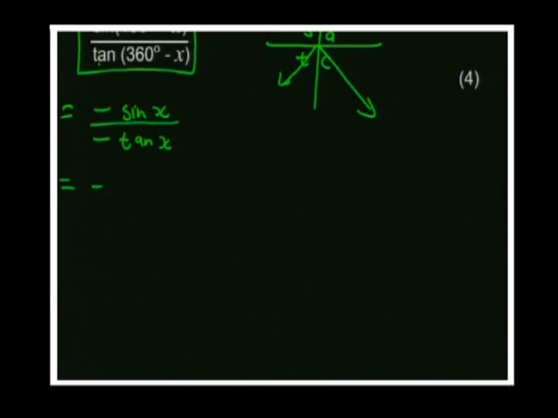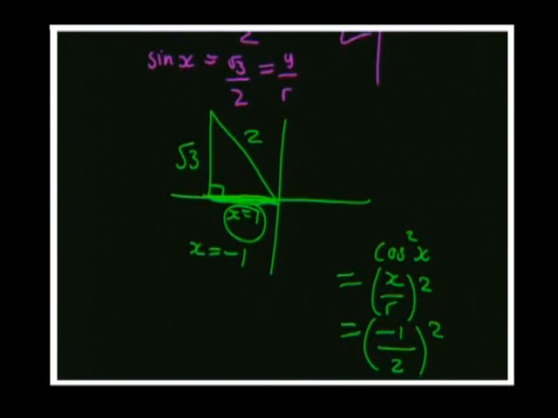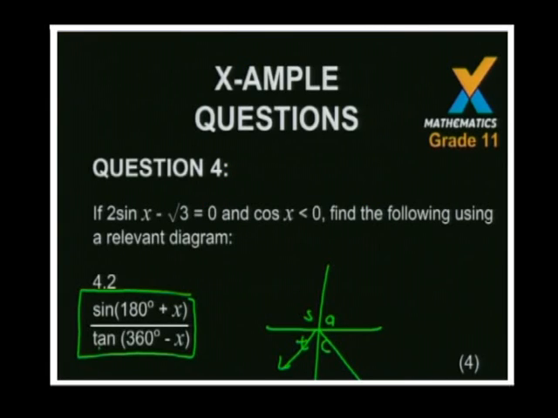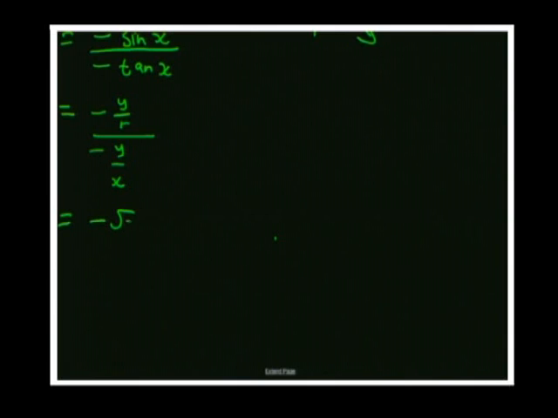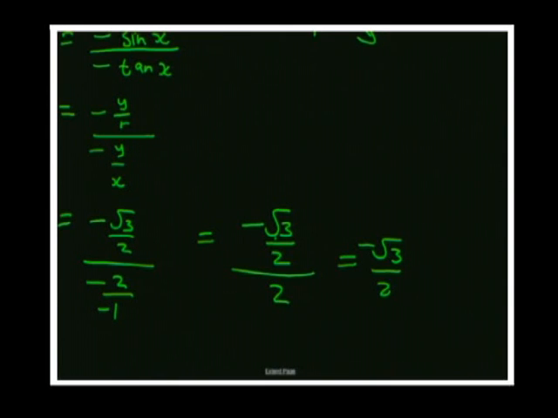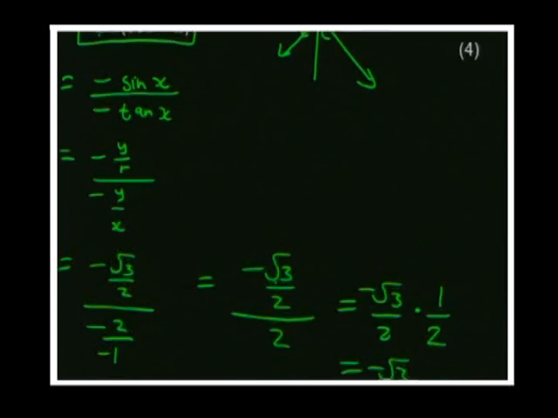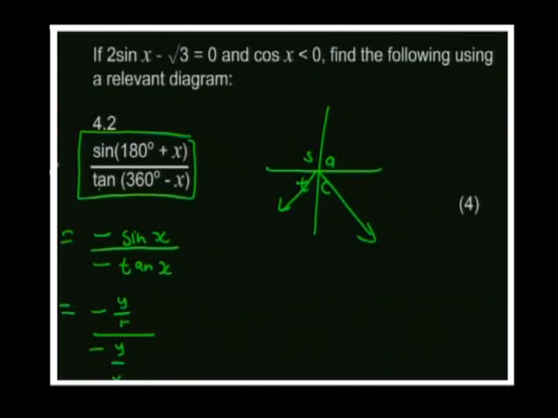Right, so now I can write in my ratios. I know that sine is y over r, and I know that tan is y over x. So I have to go back to my diagram quickly. Y over r is square root 3 over 2. And I have 2 over 1 there, and that's minus 1. If you simplify that, minus square root 3 over 2 over 2, and you're going to multiply by the reciprocal, and you get minus square root 3 over 4. Very nice. Use exactly the same diagram to simplify for that specific reduction formula given.